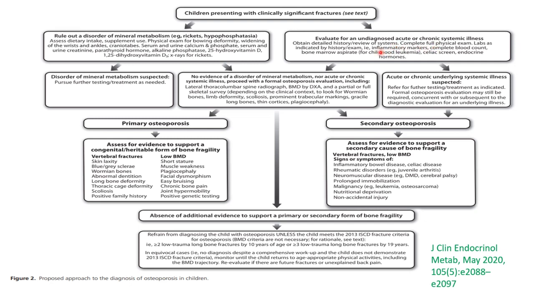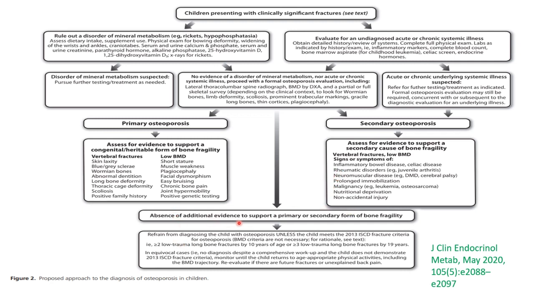We also need to evaluate for an underdiagnosed acute or chronic systemic illness, as we have discussed, that is some malabsorption, based on the history, examination, and other biochemical workup. If we suspect an acute or chronic underlying systemic illness, it needs to be treated accordingly, and assess for evidence to support a secondary cause of bone fragility, other disorders like IBD, rheumatic disorders, neuromuscular disease, Duchenne muscular dystrophy, cerebral palsy, prolonged immobilization, malignancy, nutritional deprivation. Others need to be assessed.